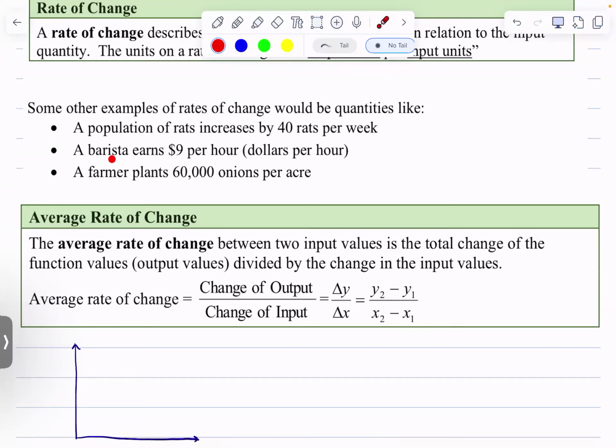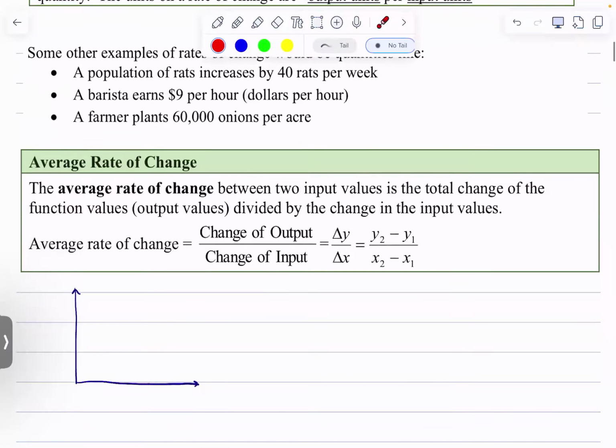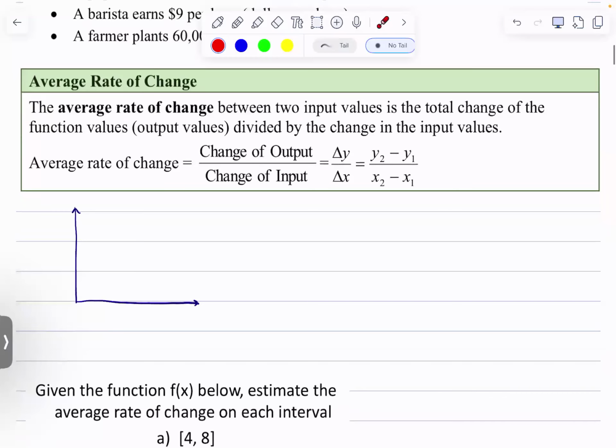How about this one? A barista earns $9 per hour. So the dollars per hour would be the rate of change. Okay? And a farmer plants 60,000 onions per acre. Right? And so that would be the rate of change. We will work with the average rate of change.